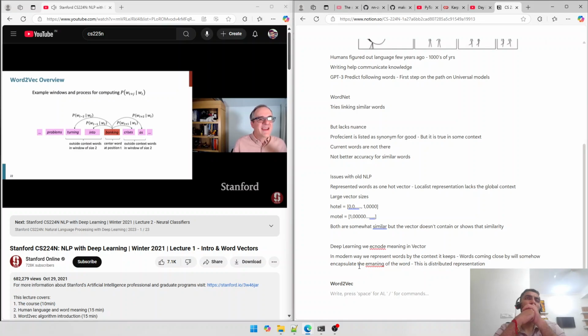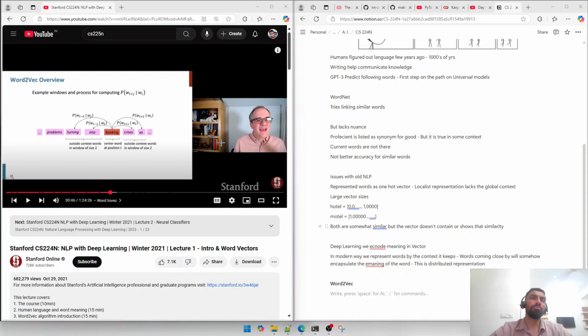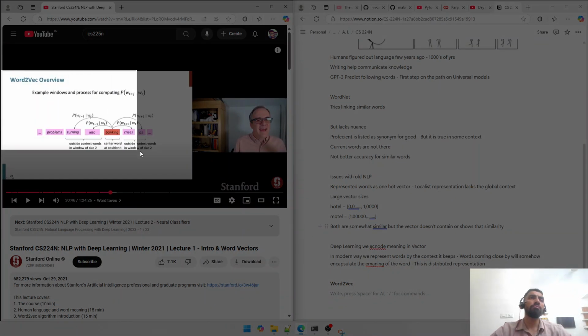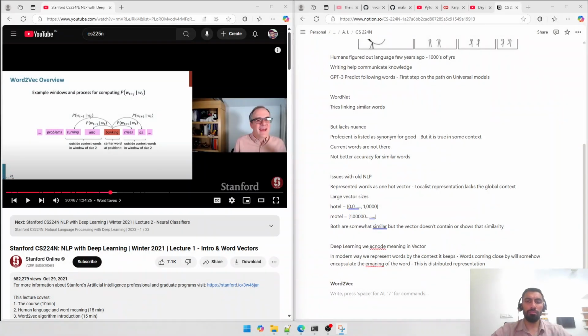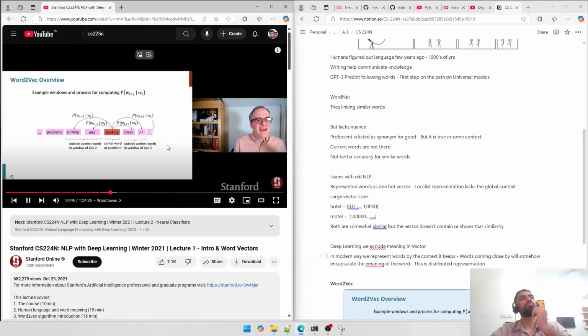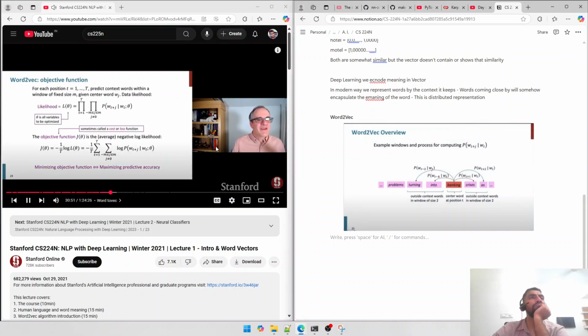So the big question then is, what are we doing for working out the probability of a word occurring in the context of the center word? And so that's the central part of what we develop as the Word2Vec objective.